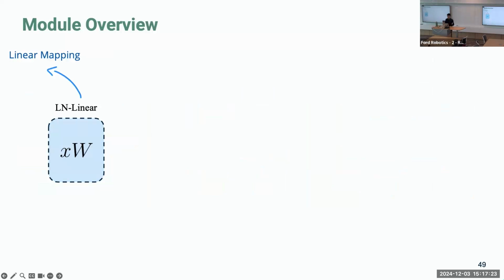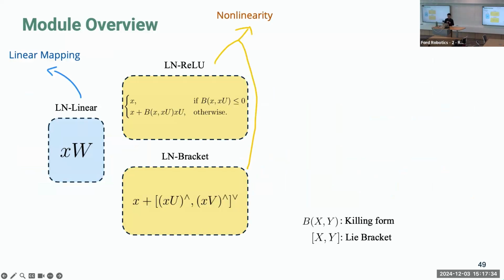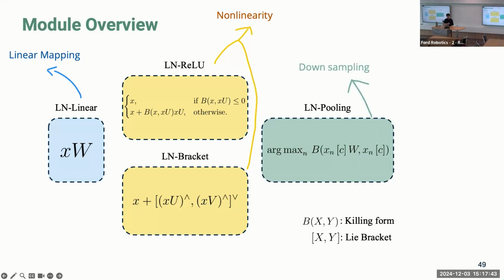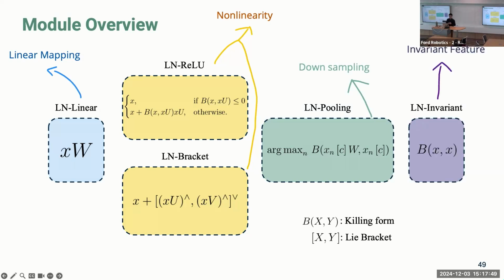So let's take an overview of the modules in Lie neurons. The first part is a linear layer, a linear mapping that maps the input data to different linearly mapped data. We have two specially designed nonlinearities that give us adjoint equivariant nonlinearity. We can also downsample the features, so we can reduce the feature dimension. Then we can also get the invariant feature, where the feature will not change no matter how we transform the input.